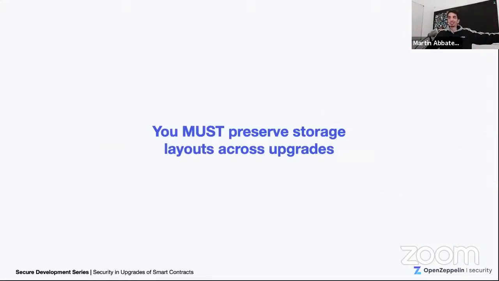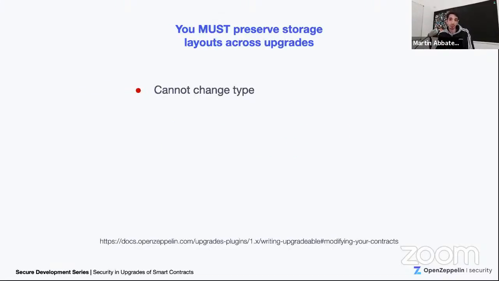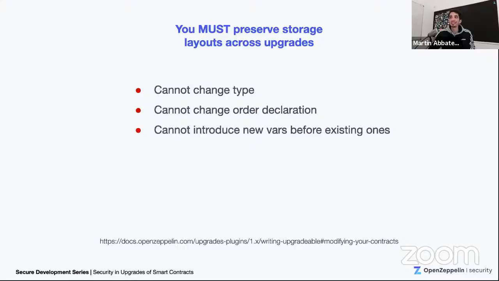So you must preserve storage layouts across upgrades. Storage layouts is something to really take into account. So you would ask, okay, let's do a flashback to the previous slide, how hard can it be, right? Well, it's not that easy. You cannot change the types. Usually changing the type will change the amount of slots that your state variables occupy in the storage layout. So that would mean that if you change the type, you might be changing the storage layout. You cannot change the order and declaration of these state variables as the example we just saw. You cannot introduce new variables before existing ones. That's another thing you cannot do. You cannot remove existing state variables. Okay, so it's getting complicated, preserving storage layout.